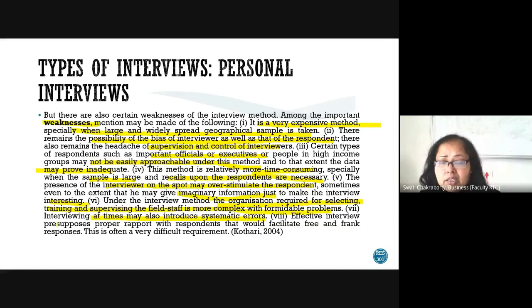Interviews at times may also introduce systematic errors. An effective interview presupposes proper rapport with respondents. Yes, you need to have a good rapport, then only would they open up. That would facilitate free and frank responses, which is often a very difficult requirement. It may not be possible, especially if you're talking to, say, executive level people. So having a good rapport may not be possible.